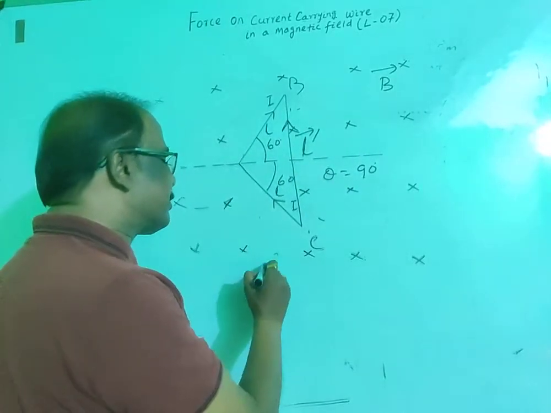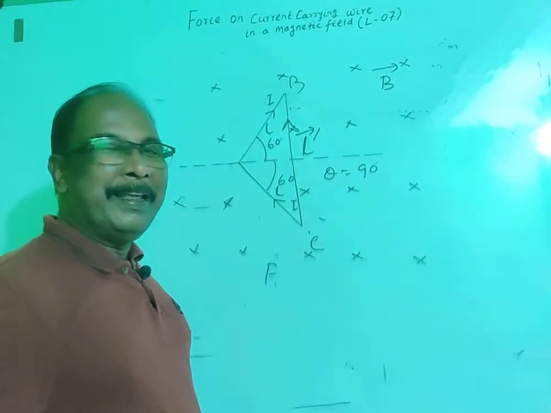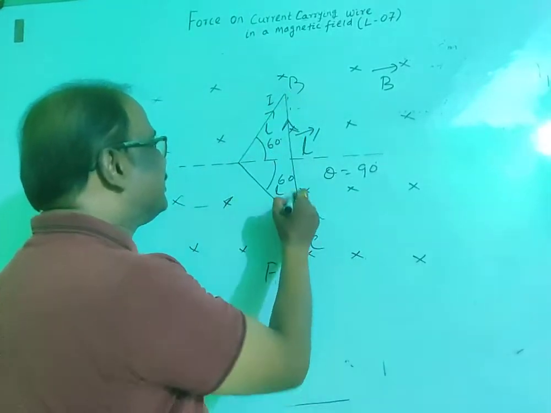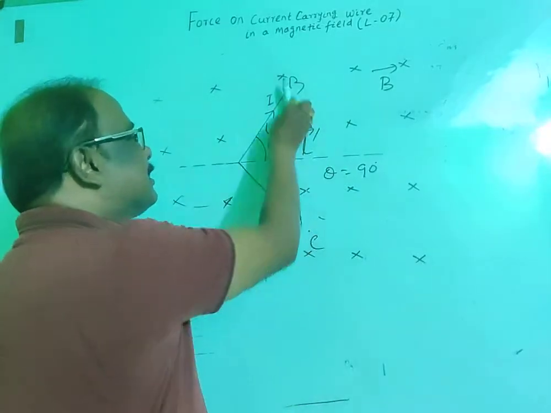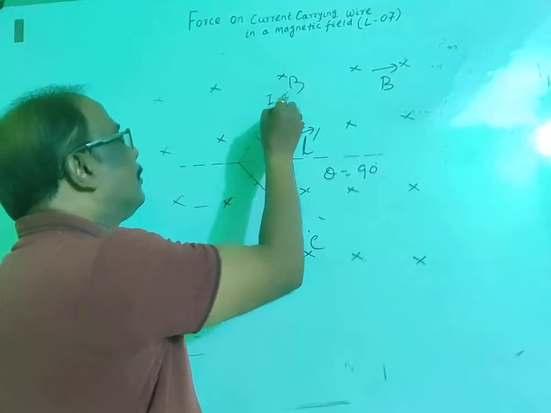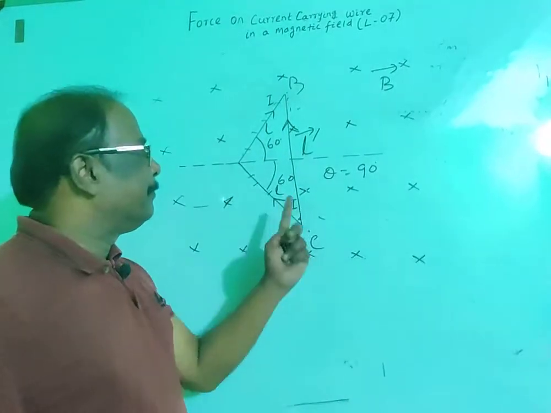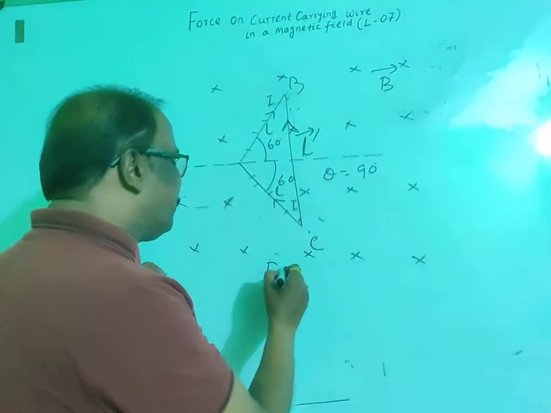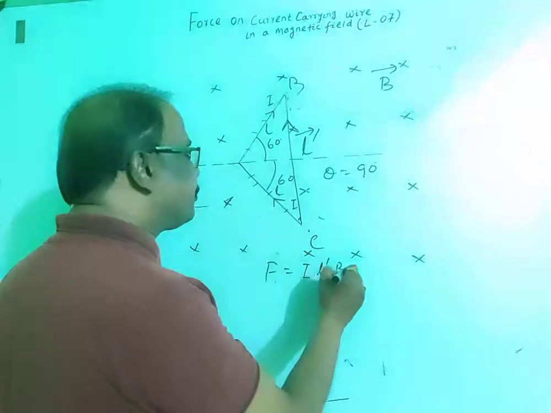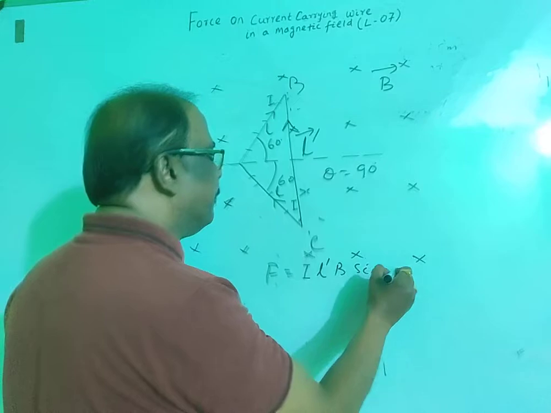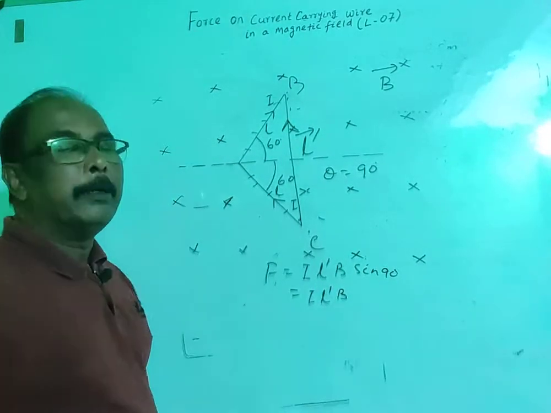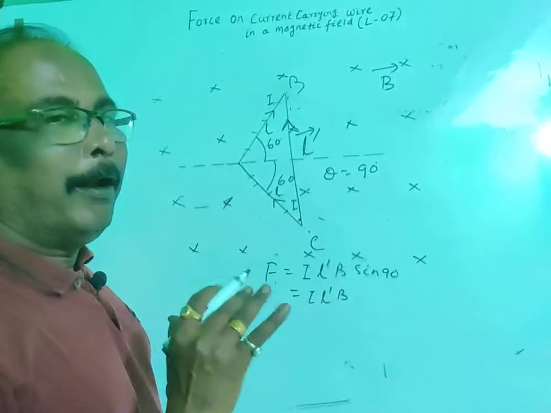Then force is the integration of dl, the vector sum of elemental lengths from initial to final position. This is initial, this is final. Thus this is the vector sum of elemental lengths of all the parts of the conductor. This length is L dash. Then force is equal to I, current is I, length is L dash, B sine 90. Then force is equal to I L dash B.